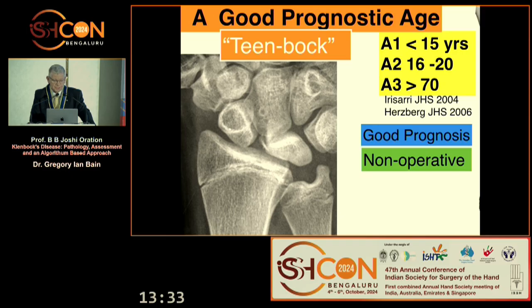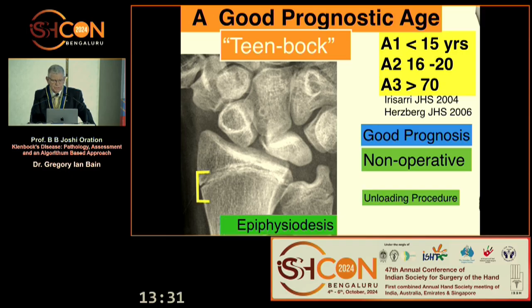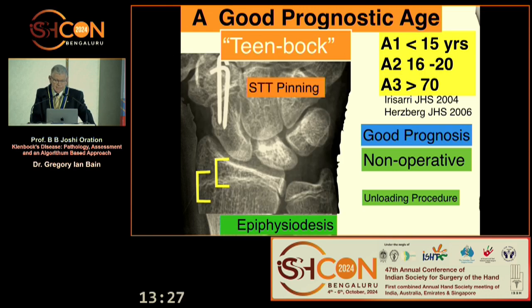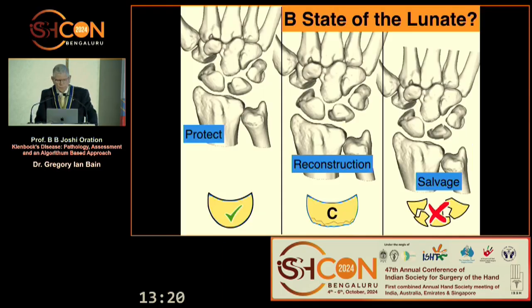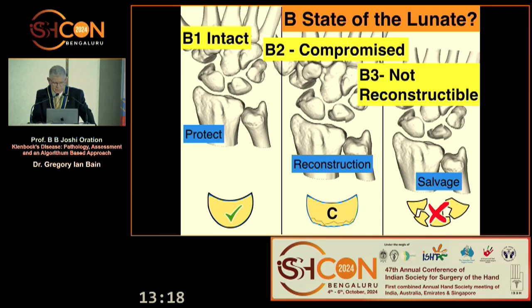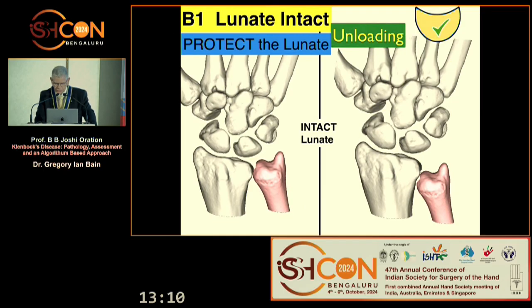So for the Kienbock's, good prognosis, but those that fail may be epiphysodesis and interestingly an STT joint pinning to allow the lunate to revascularize. When we go on to the state of the lunate, whether it's intact, such as a grade B1, or compromised, or whether we need to look at a salvage option.